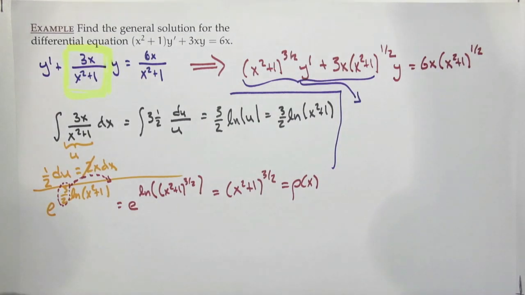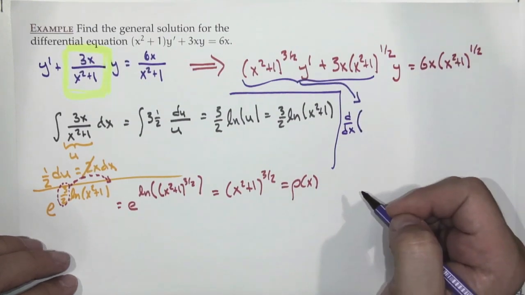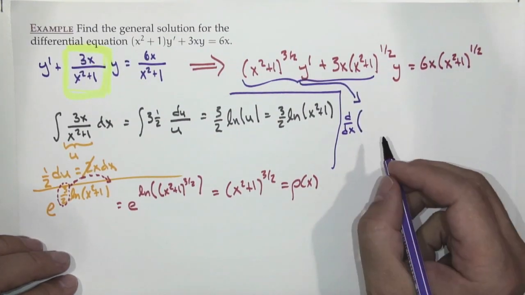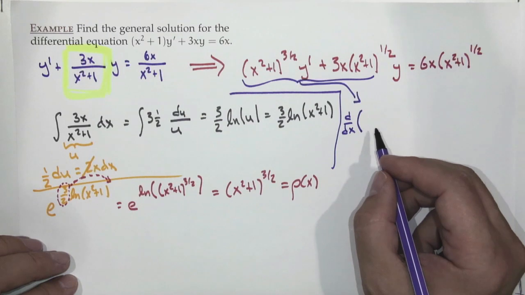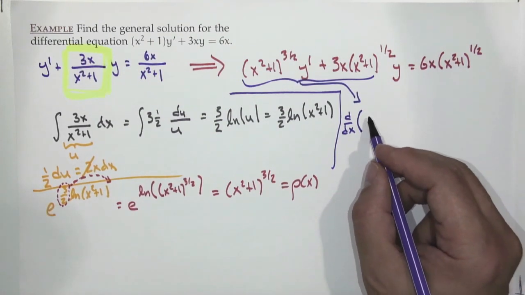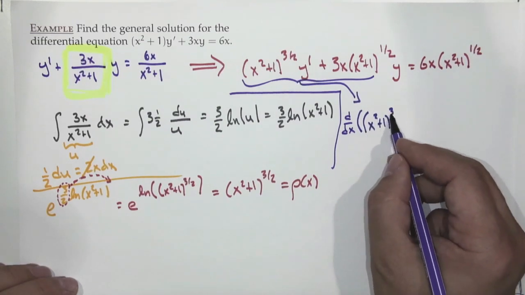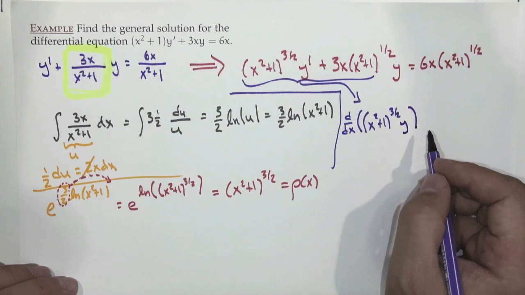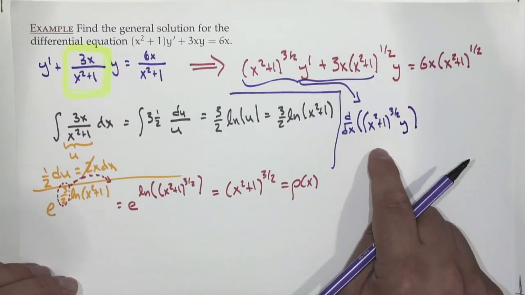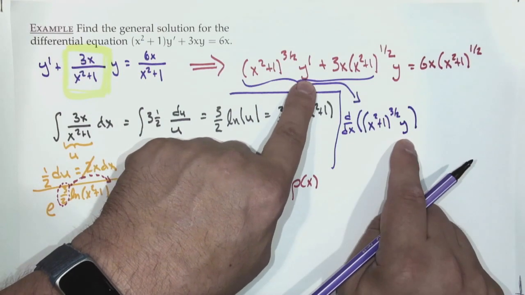This right-hand side is the derivative of what? Rho of x times y. Yeah, it's the derivative of your integrating factor. So that's x squared plus 1 to the 3 halves times y. It always has to be this. And you can double check, you know. The first times the derivative of the second, yep, that works out.